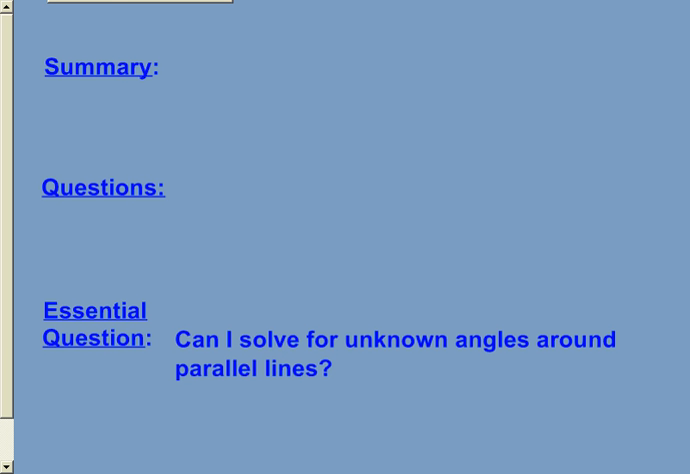Okay, lastly, jot down a summary real quick. Note any questions that you may have, and as always, keep the essential question in the back of your mind. Can I solve for unknown angles around parallel lines?